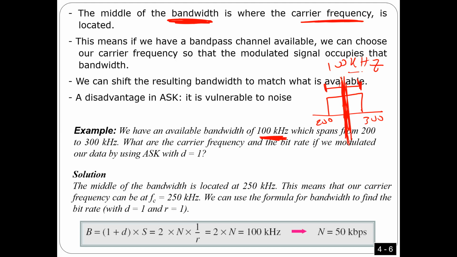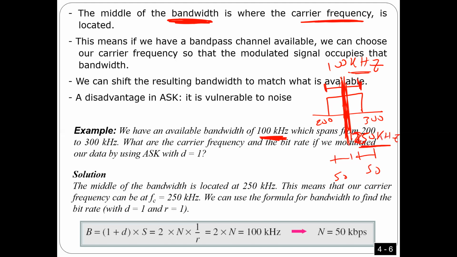Because this one is 100, from here to here is 50, and from here to here is 50, okay? Because I'm telling you the bandwidth from here to here is 100, and the carrier frequency has to be in the middle. So from here to here is 50, and from here to here is 50. So in this case, this one has to be 250 kilohertz.